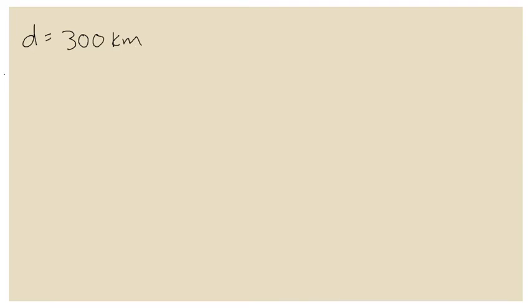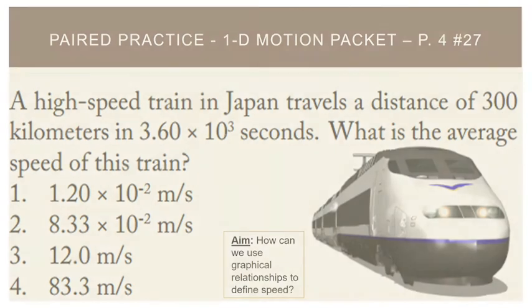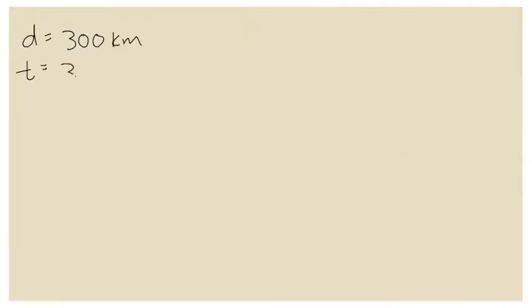And they told us the time is 3.6 times 10 to the 3 seconds. So they told us the time here is 3.60 times 10 to the 3 seconds, or 3,600 seconds. And they're asking us for the average speed.